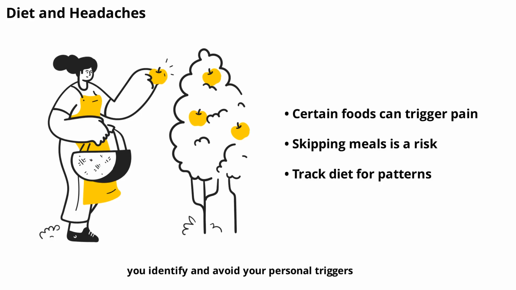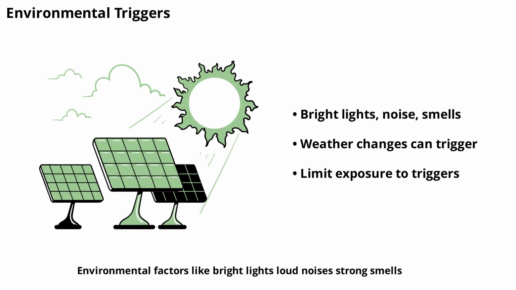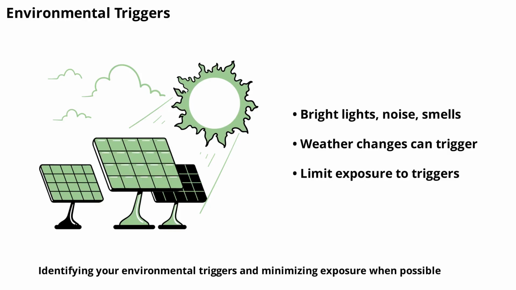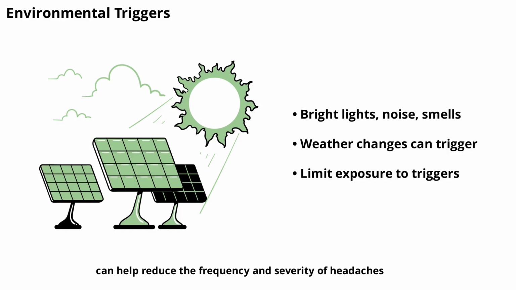Keeping a food diary can help you identify and avoid your personal triggers, making dietary adjustments a key part of headache management. Environmental factors like bright lights, loud noises, strong smells, or changes in weather can all trigger headaches, especially migraines. For some, even minor changes in barometric pressure can bring on pain. Identifying your environmental triggers and minimizing exposure when possible can help reduce the frequency and severity of headaches.